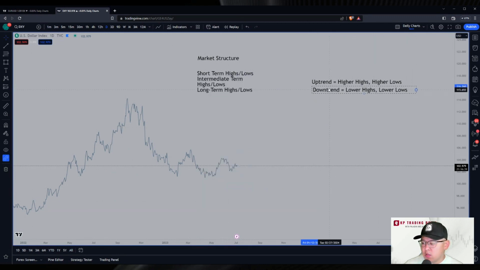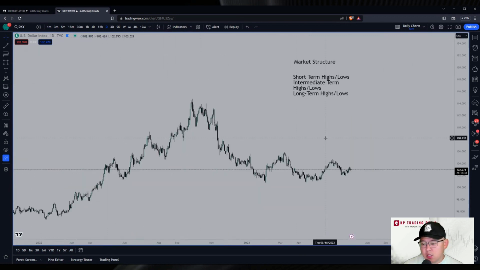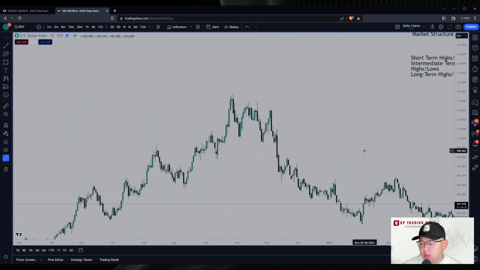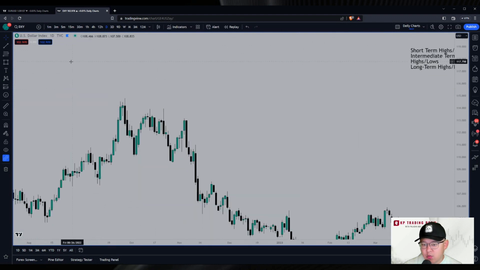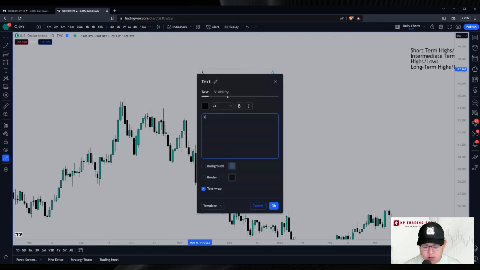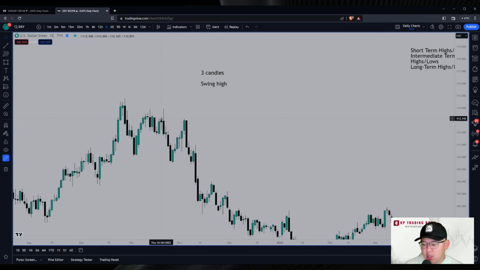Now, before we get into all this, we just need to understand what an actual swing point is. So a swing point will be any candle formation. We need 3 candles, and the swing high is going to have a high, a higher high, and then a lower high, and that makes a 3 candle pattern, right?